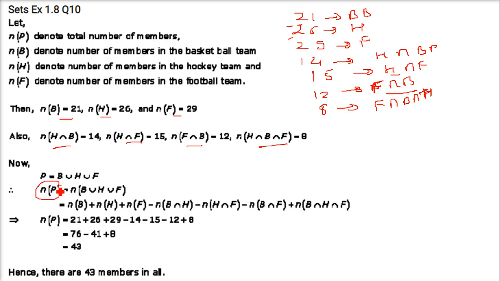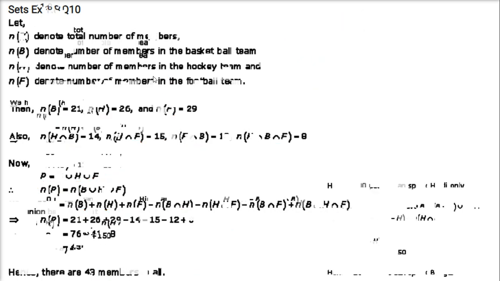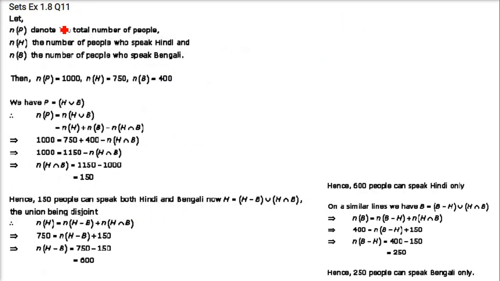So we have to find simply N(P), that is the total number of people. That will be N(B) plus N(H) plus N(F) minus N(B union H) minus N(H intersection F) minus N(B intersection F) plus N(B intersection H intersection F). Basically we have to find B union H union F, and when you compute this, it comes to 43.